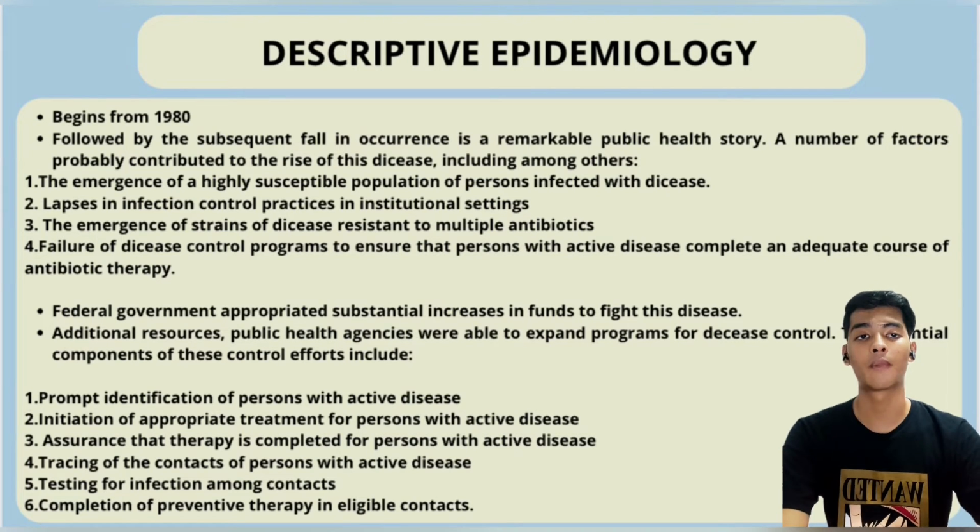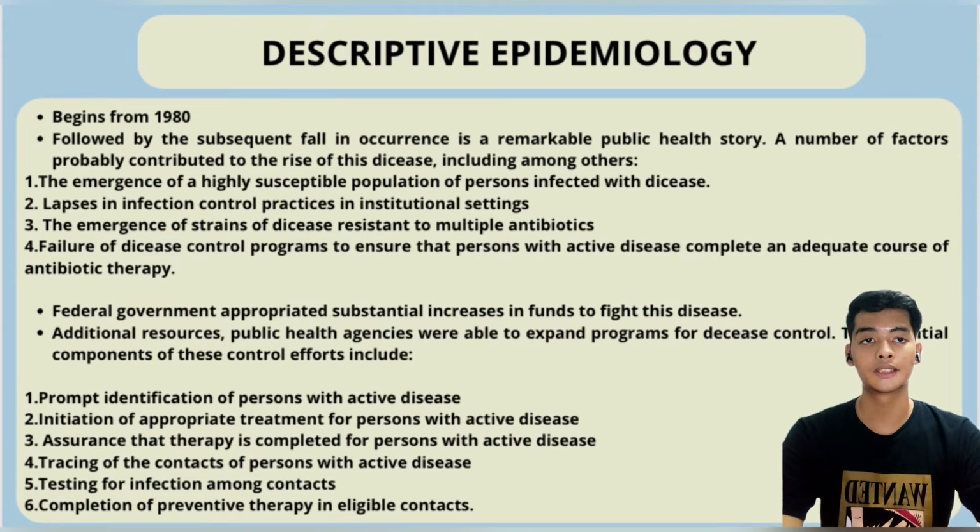The federal government appropriated substantial increases in funds to fight this disease. With additional resources, public health agencies were able to expand programs for disease control. The essential components of this control effort include: first, prompt identification of persons with active disease. Second, initiation of appropriate treatment for persons with active disease. Third, assurance that therapy is completed for persons with active disease.